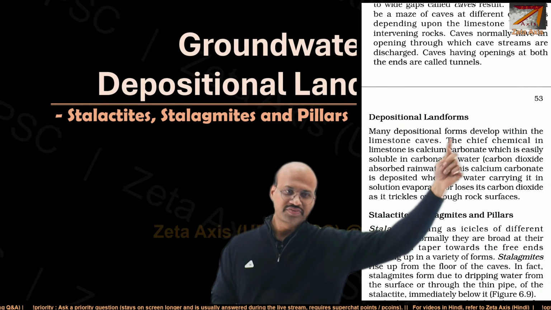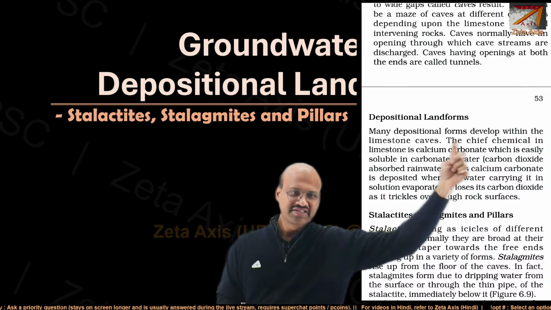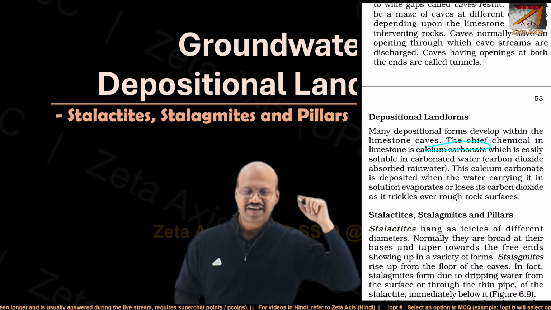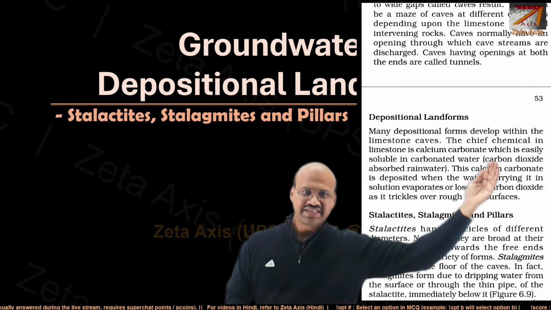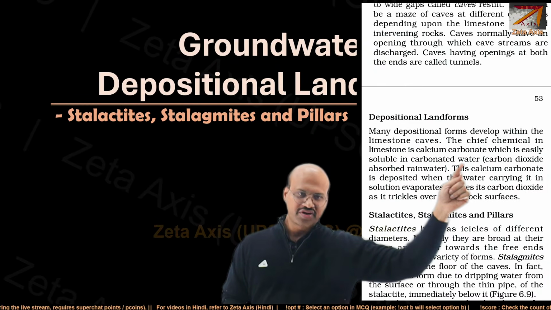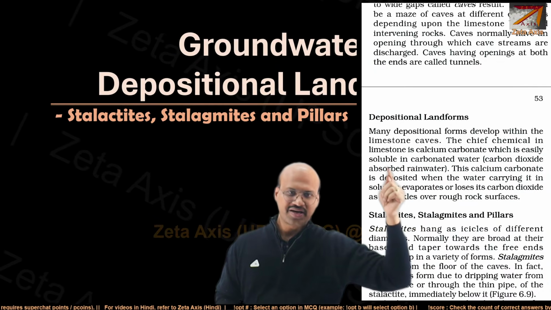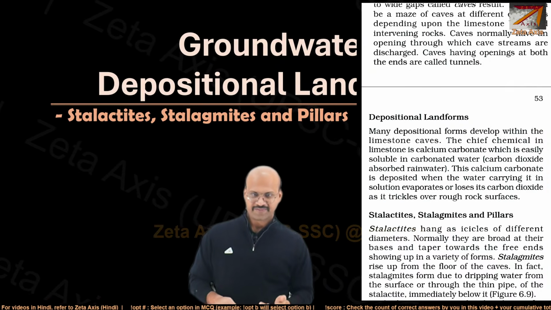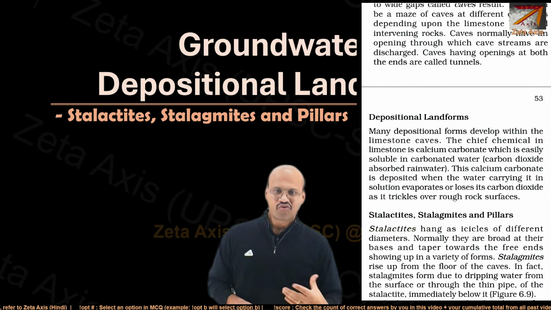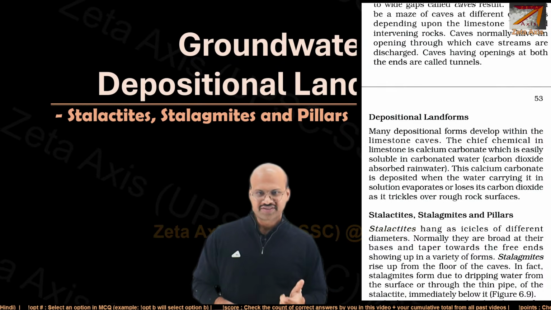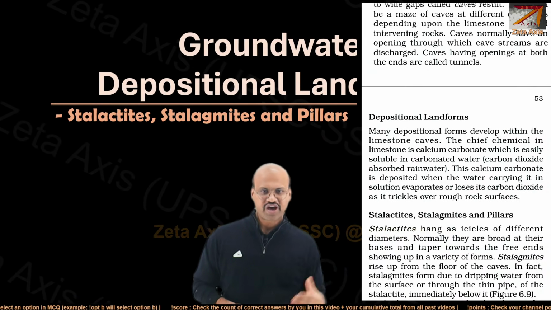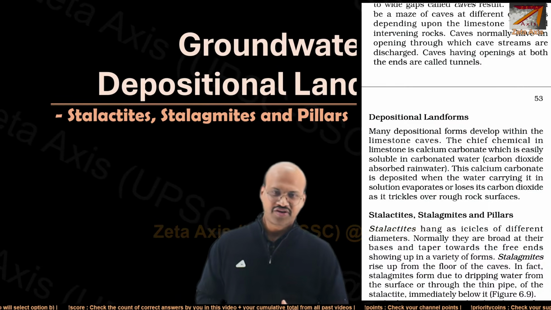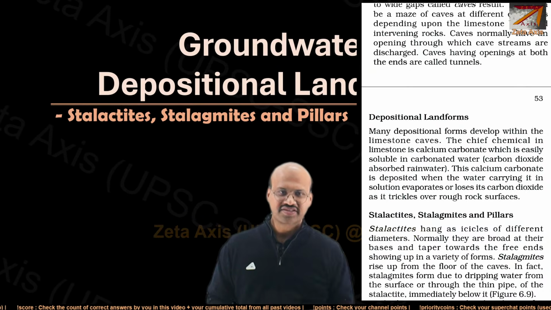Many depositional forms developed within the limestone caves. The chief chemical in limestone is calcium carbonate. We have already seen that the limestone mainly consists of calcium carbonate, which is easily soluble in carbonated water, that is carbon dioxide absorbed in rainwater. So basically it forms carbonic acid. If there is carbon dioxide in the water, then it will form carbonic acid which reacts with the calcium carbonate and dissolves it. That is why presence of carbon dioxide in the water helps in solution of the calcium carbonate.